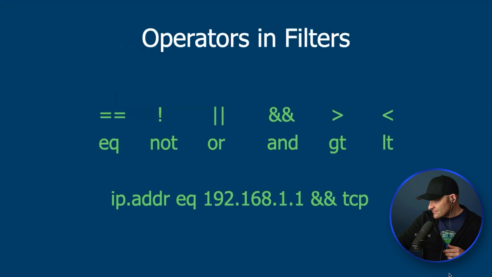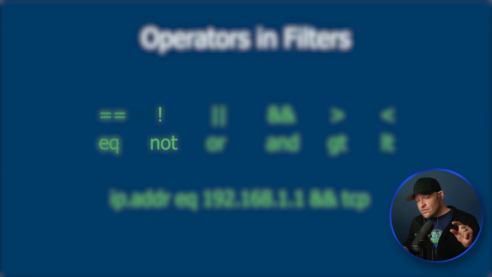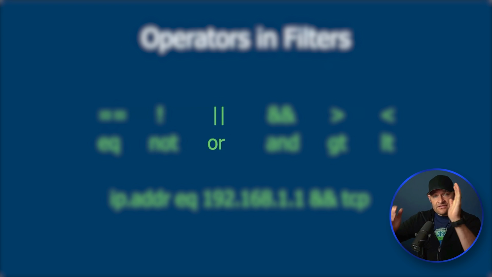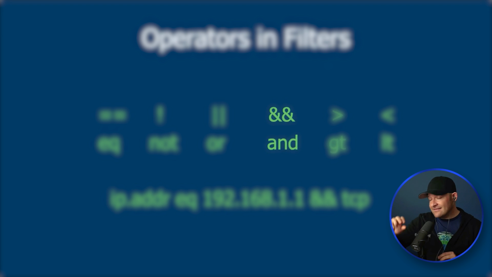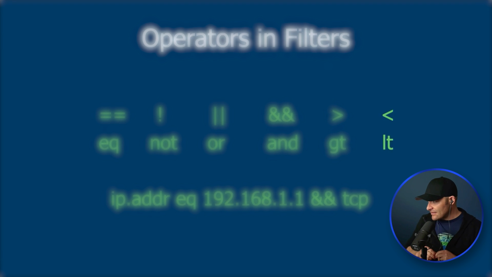Now to the operators. Here's some of the operators we need to use. You can use either the top row or the middle row. So either the two equal symbols or the English EQ, or if I want to say not, I can do exclamation point or the word not. The or is a double pipe or the word or. Two ampersands or the word and. Greater than symbol, GT, or less than, LT.